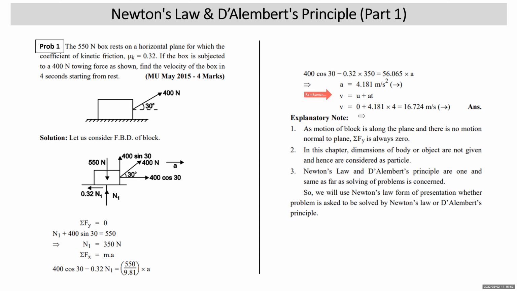The particle starts from rest. Acceleration is 4.181 and time is 4, so the velocity is 16.724 meters per second. Now, this explanatory note: I have already discussed it, but still I'll elaborate once again.